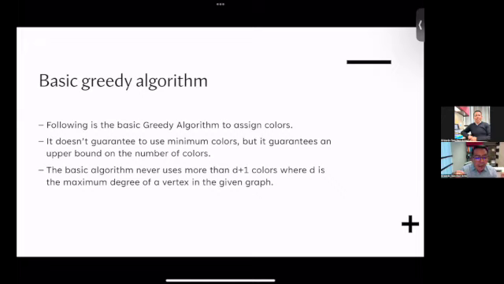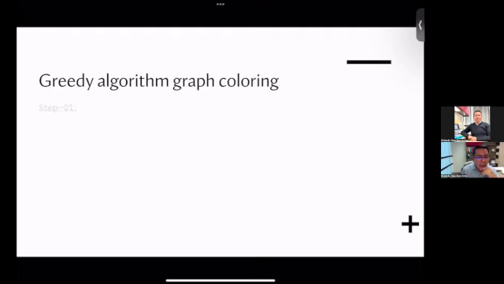So basically, what happens is that this basic algorithm is never going to use more than D plus 1 colors, where D is the maximum degree of the vertices in the graph. So if we have 5 vertices in the graph, my algorithm will never use more than 6 colors. Well, at least that is an upper bound that we can consider. So let's look at this algorithm. It's very simple, as most greedy algorithms are.